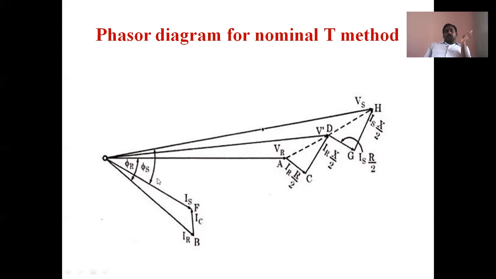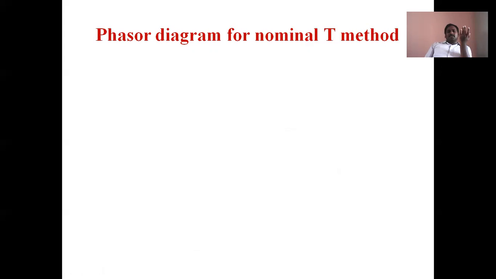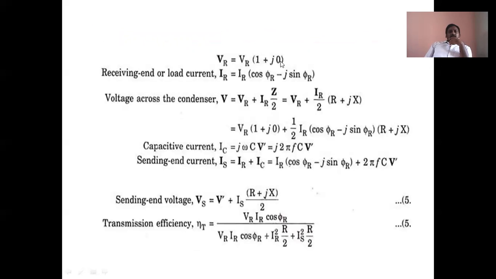Phi s is the sending end power factor angle between Vs and Is, and phi r is the receiving end power factor angle between VR and IR. IS is the vector sum of the receiving end current and the capacitor current, as already discussed in the equivalent circuit. Then from this electrical circuit and phasor diagram, we will analyze the performance equations. See here, VR is equal to VR into 1 plus j0, as usual. The receiving end or load current is as usual: IR is equal to IR into cos phi r minus j sin phi r.